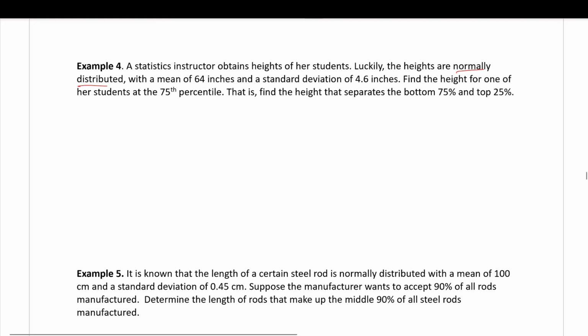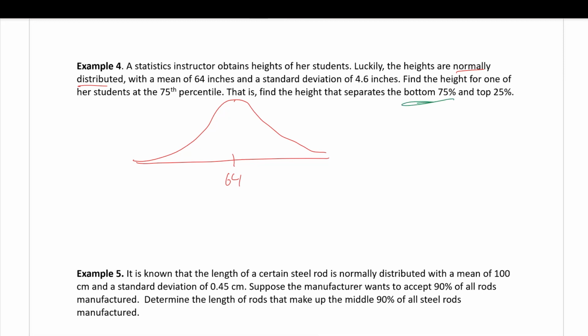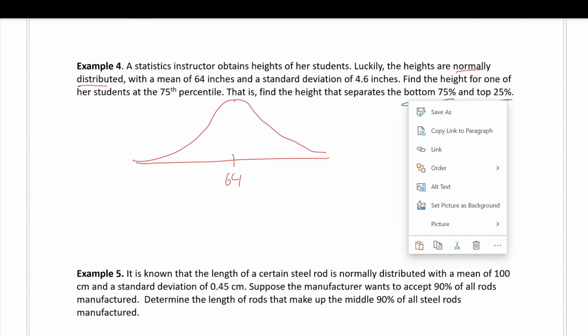Again, we're dealing with a normal distribution, so we always have to draw a normal distribution curve. Identify the center, which in this case is the mean, and our mean here is 64. Okay, what's the question asking? It's asking, find the height that separates the bottom 75 and the top 25. Well, the 64 separates the bottom 50 and the top 50.